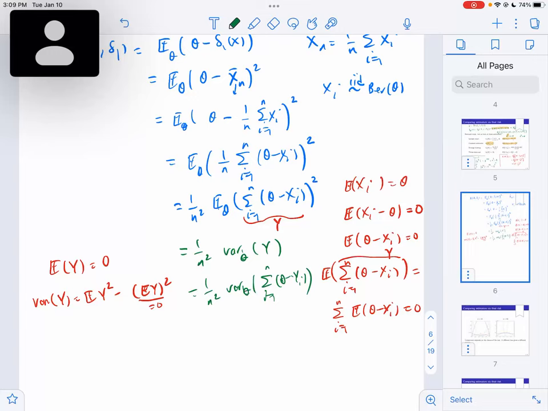Great, so the variance of the sum of a bunch of independent variables is the sum of the variances. This is not true if they're not independent, or basically correlated. So I get the variance of this. So what is the variance of theta minus Xi? What is the variance of Xi? Sorry, what is the variance of this?